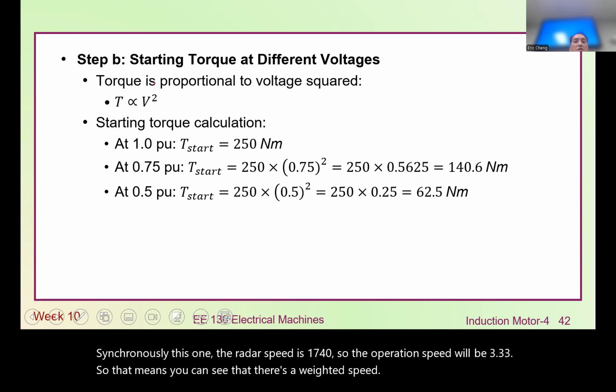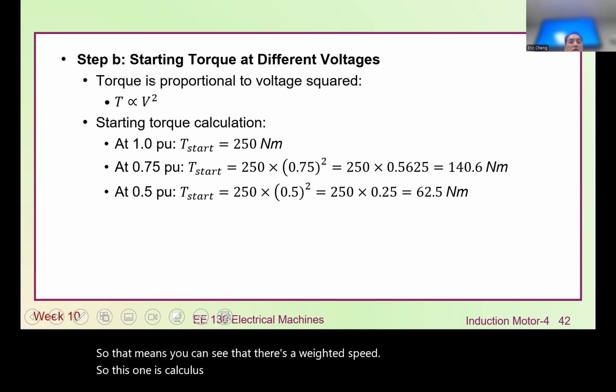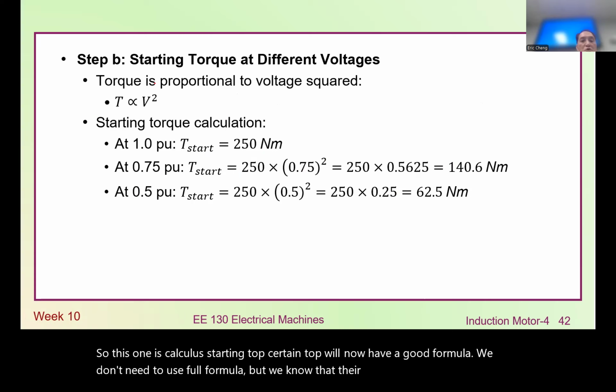So this one is calculate starting torque. Starting torque, we now have a good formula. We don't need to use the full formula, but we know that they're proportional to V square. So that means our standard will be this one.